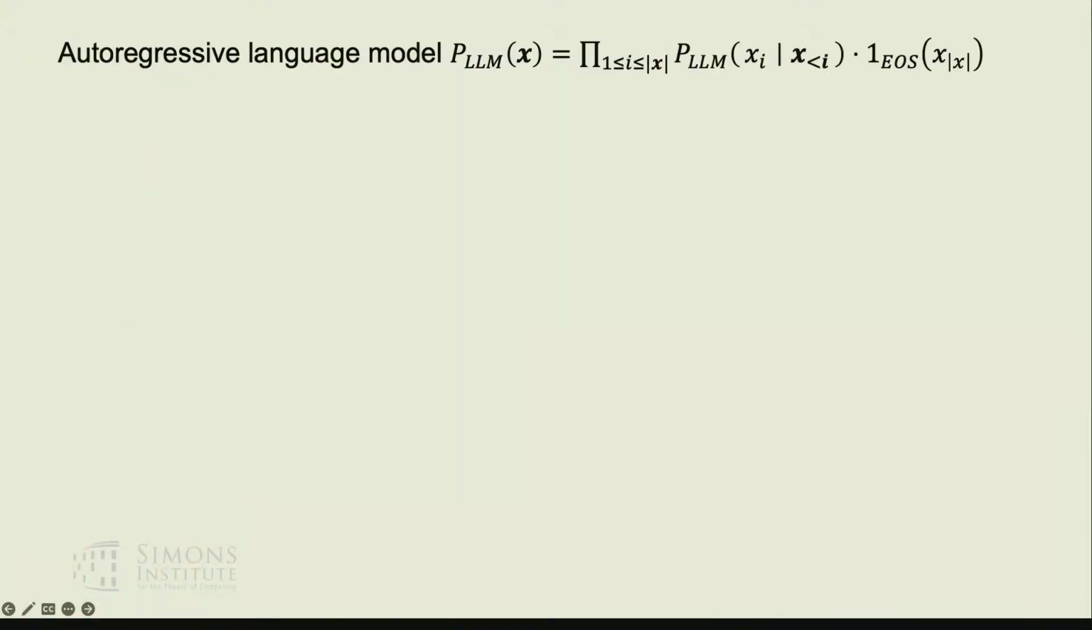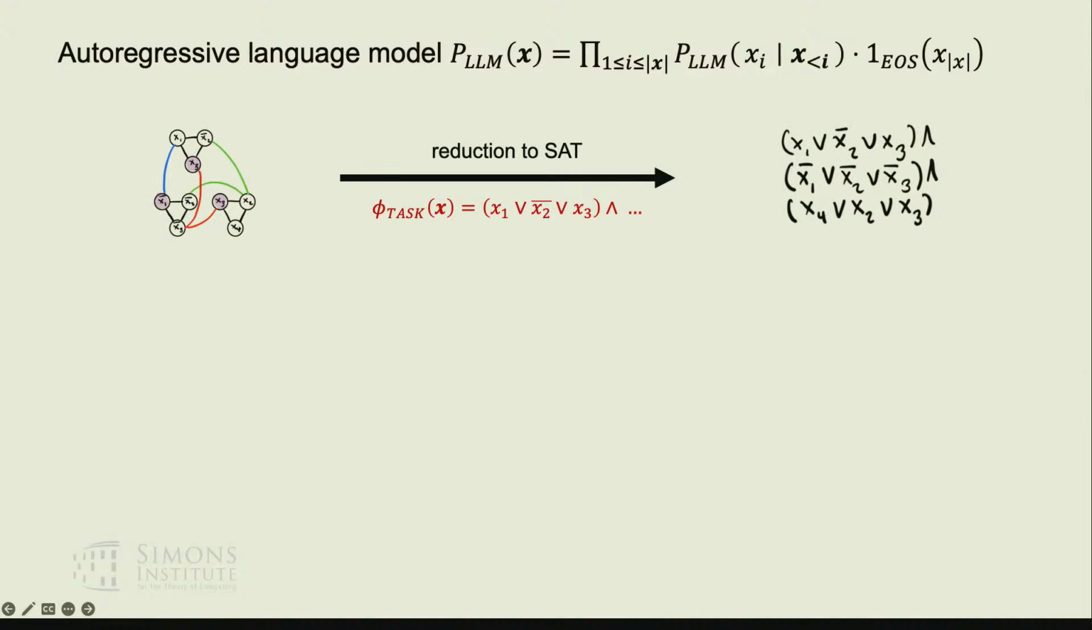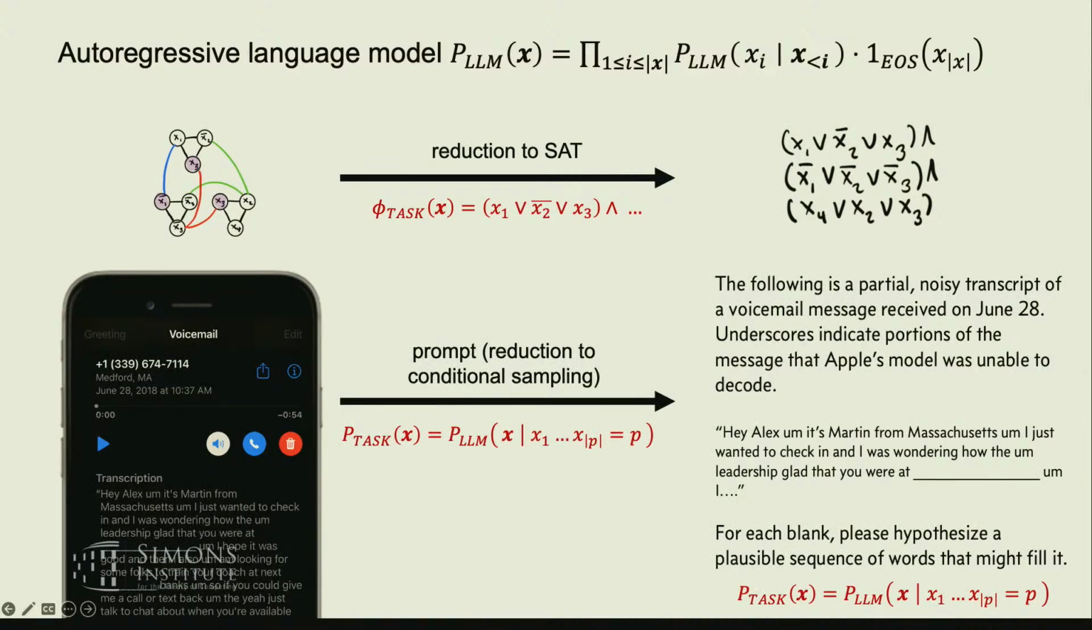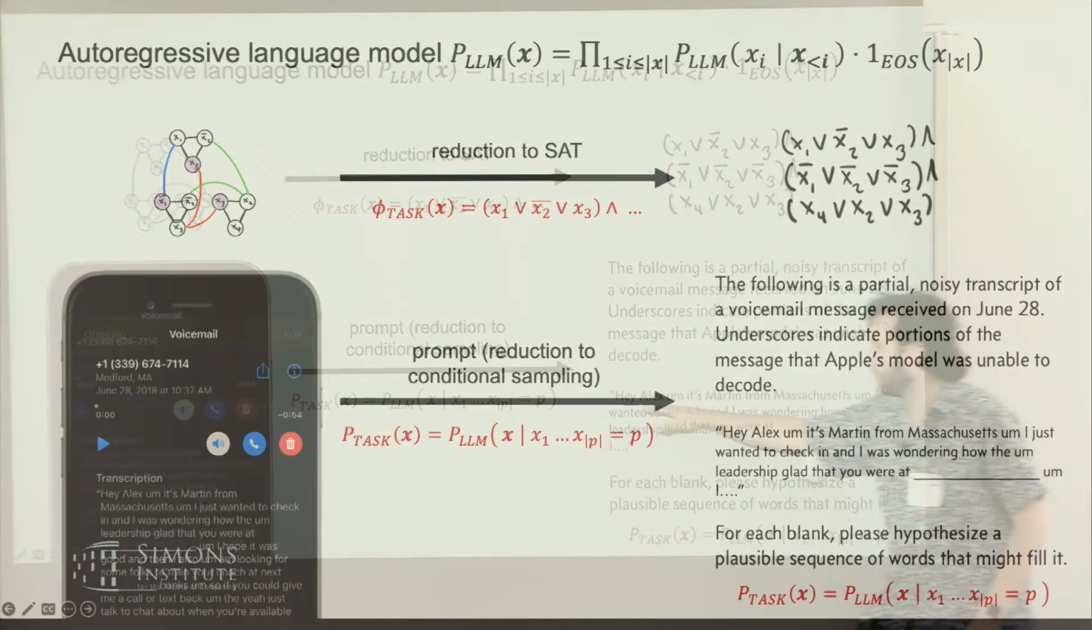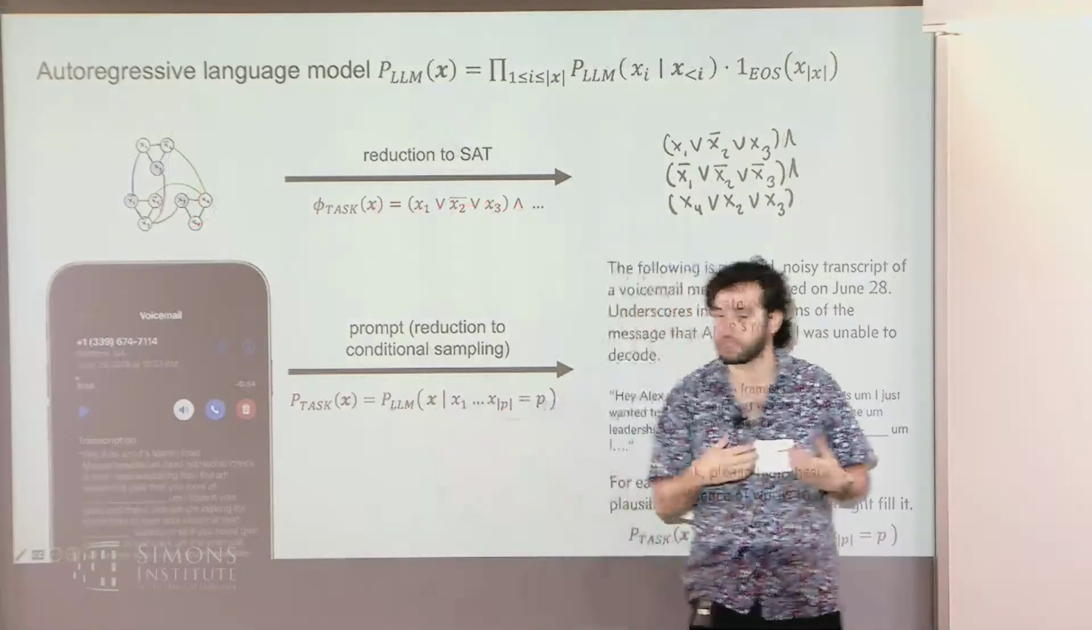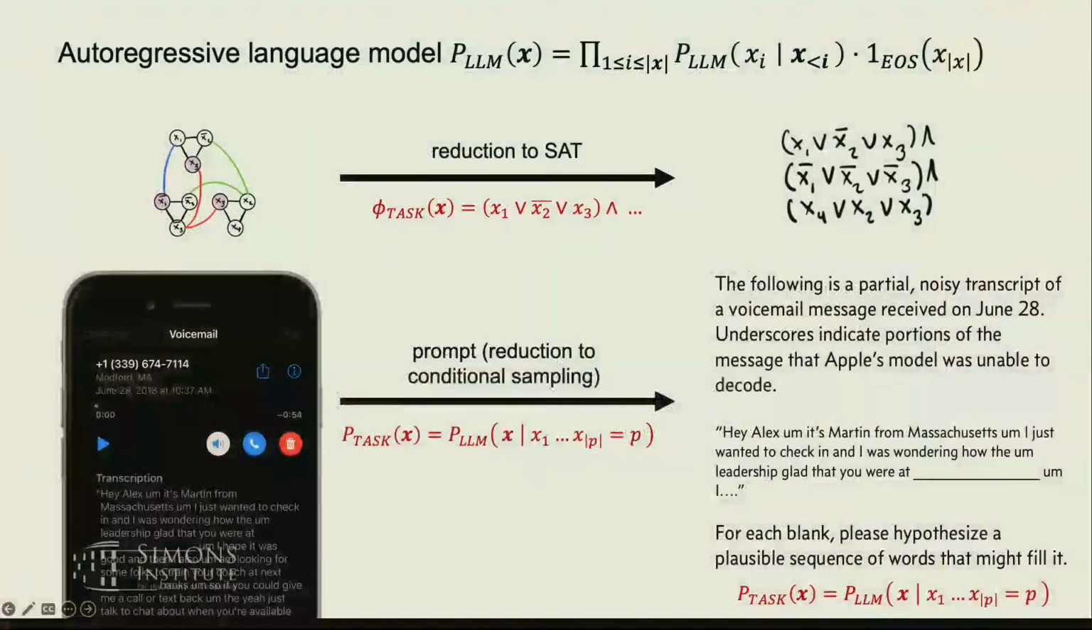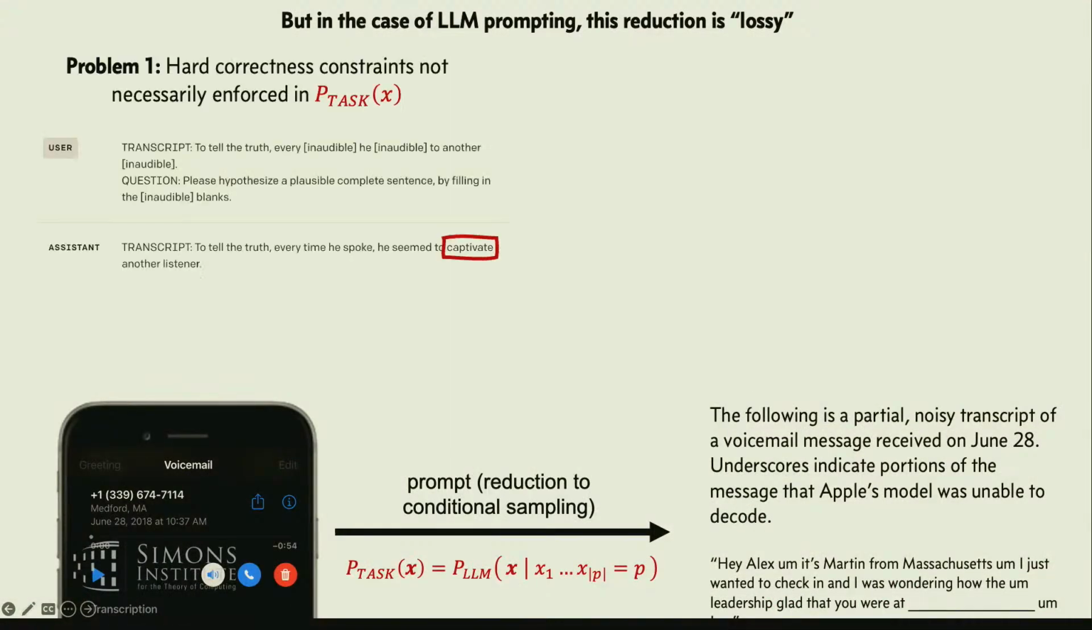So we all know that an autoregressive language model defines a probability distribution over sequences of tokens. But we rarely just want to sample that unconditional distribution. In the same way that in order to use a SAT solver, we need to reduce the problem we care about to a SAT formula, to use a language model, we need a reduction from the task instance that we care about to a prompt. And the idea is that we're saying that the conditional distribution of the language model, conditioned on that prompt, is somehow a good specification of the task that we want to solve, or a good approximation of it. But unlike the reductions to SAT, of course, this reduction is lossy.